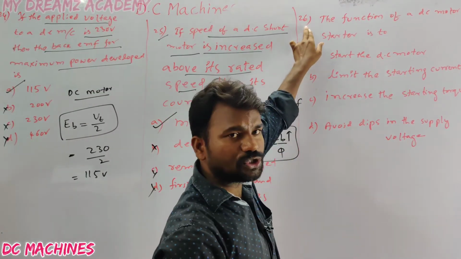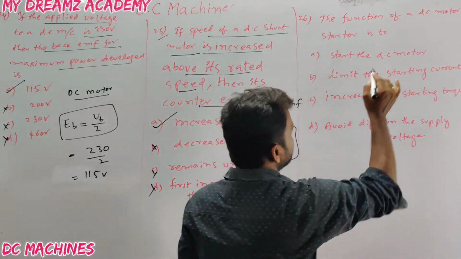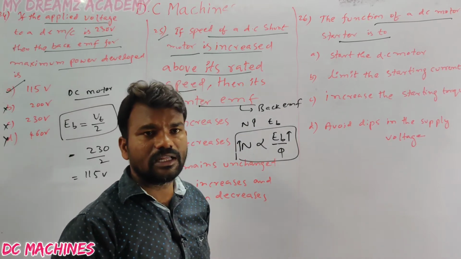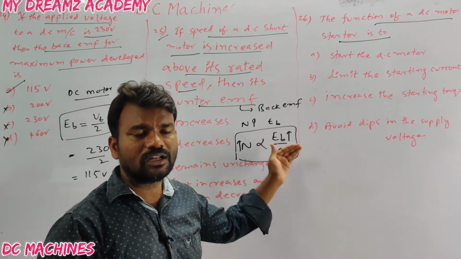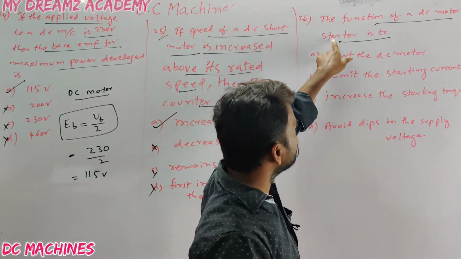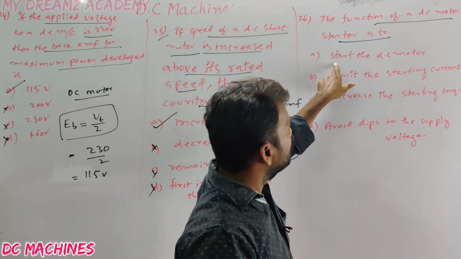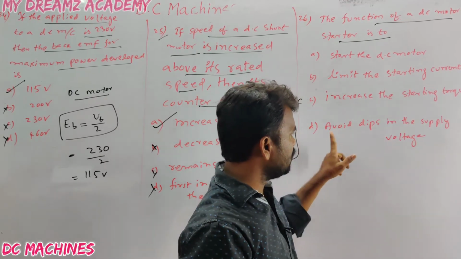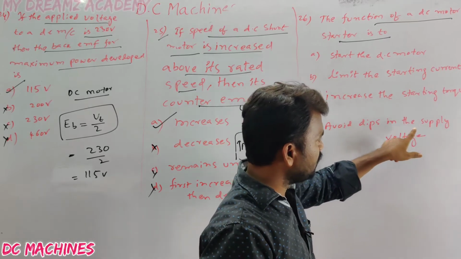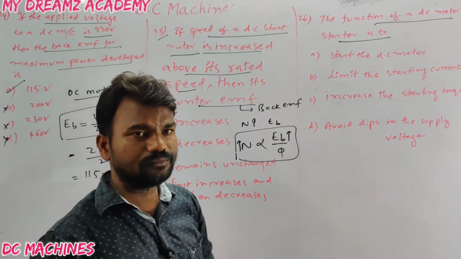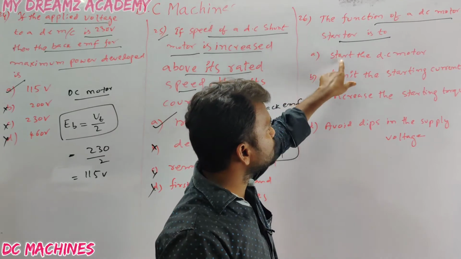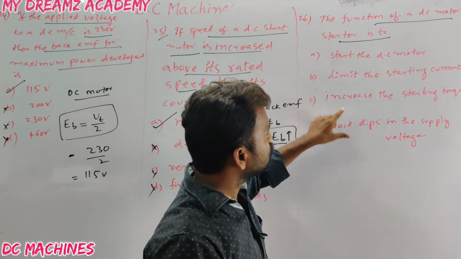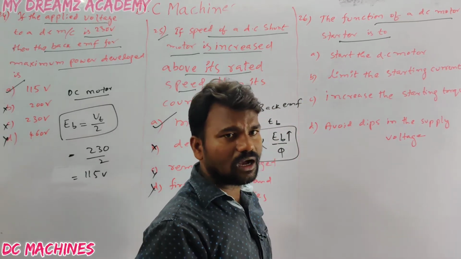Now we will see the next question, the 26th. The function of a DC motor starter. The options are: to start the DC motor, limit the starting current, increase the starting current, and option D, avoid dips in the supply voltage. Starter to start the DC motor, okay, increase the starting torque. So we can pick out the answer.